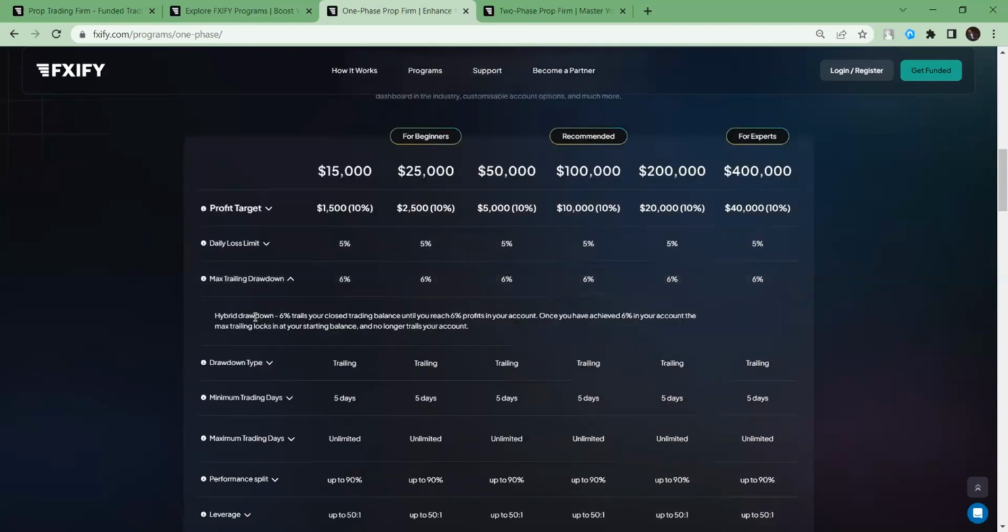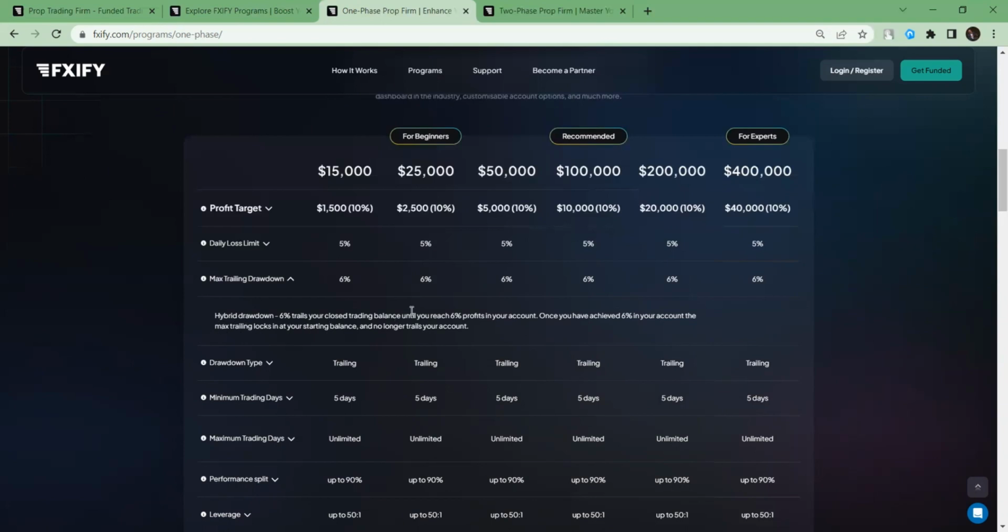And another thing, there is what we call a trailing stop loss. I mean, a trailing drawdown. This is what sets apart the two types of phases, the one phase, the single phase, and the two phase. So in the two phase, I would like to explain this in detail. 6% is your closed trailing balance until it reaches 6% in your account. Once you have reached 6% in your account, the max trailing locks at your starting point.